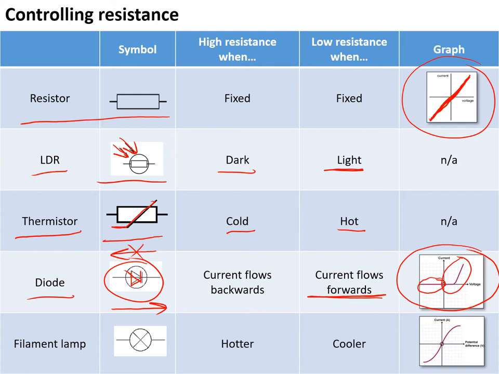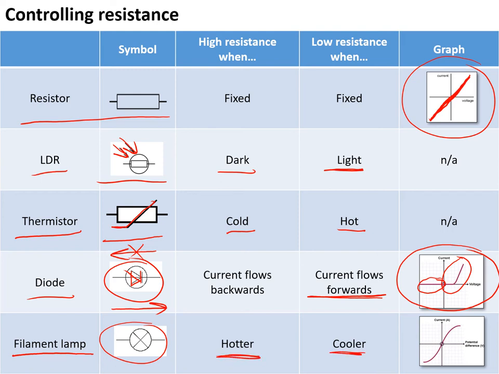And lastly, we've got a filament lamp. These don't really control resistance, but they do depend on resistance to work. So we've got the symbol here, and the idea is that they've got this very thin wire in them, and as the current flows through them, the resistance heats up the wire, and as the wire gets hotter, the resistance increases, so it heats up the wire more, and the resistance increases even more, and so on, and you get this runaway effect, which leads the wire to glow bright white. So they have high resistance when they're very hot, and low resistance when they're cooler.